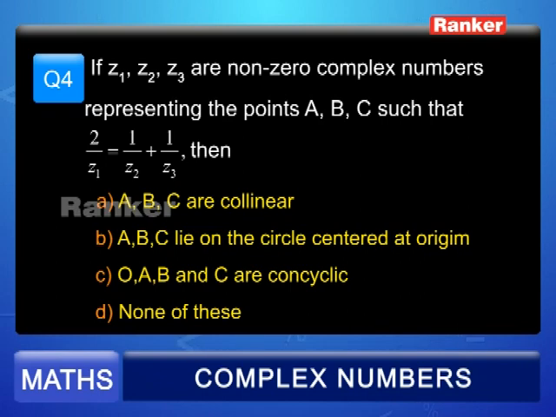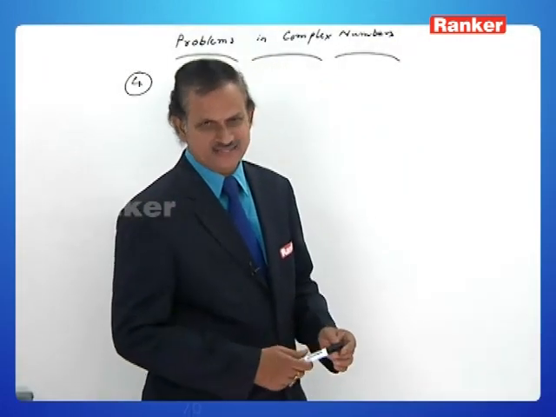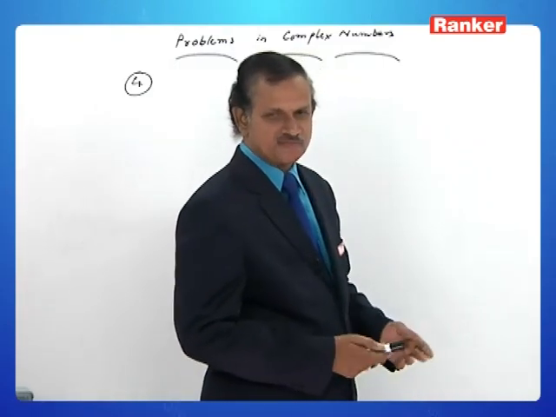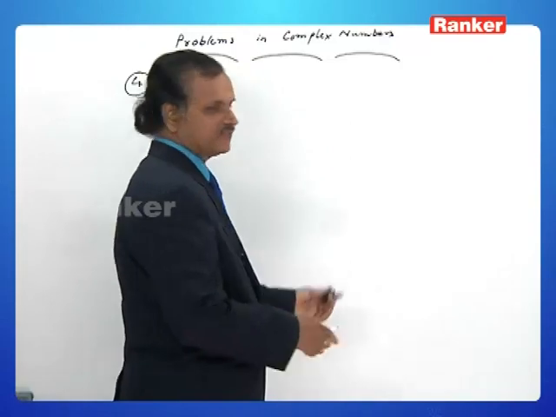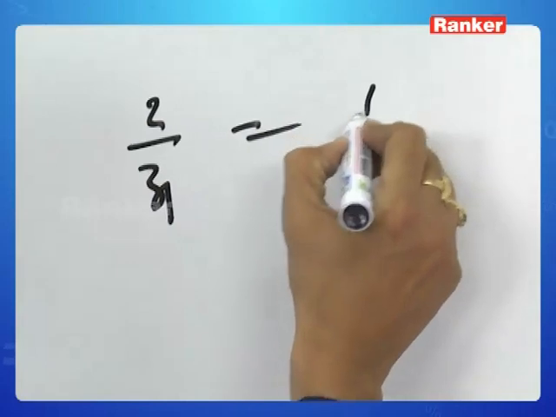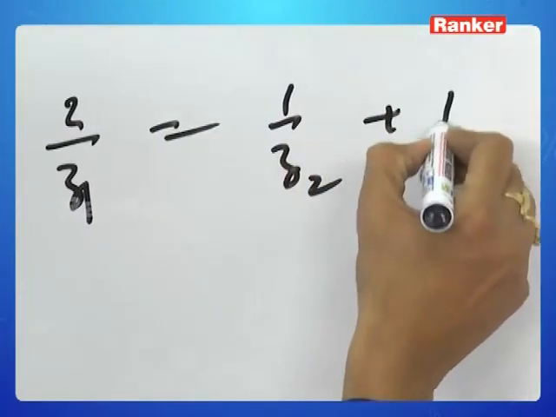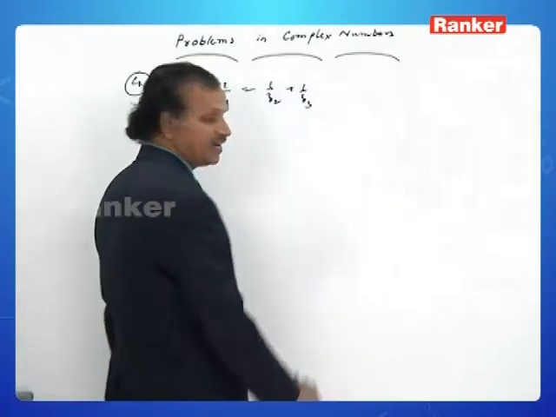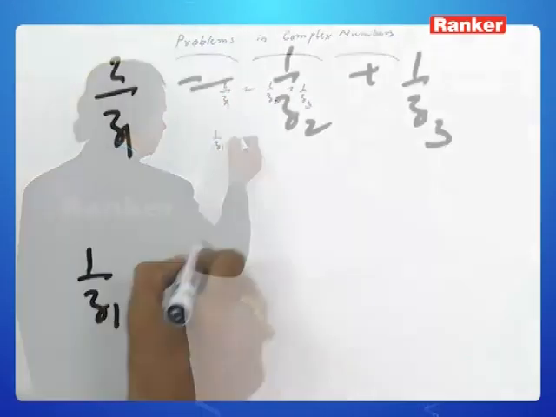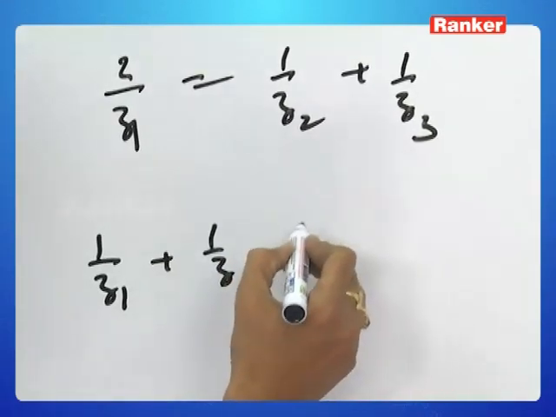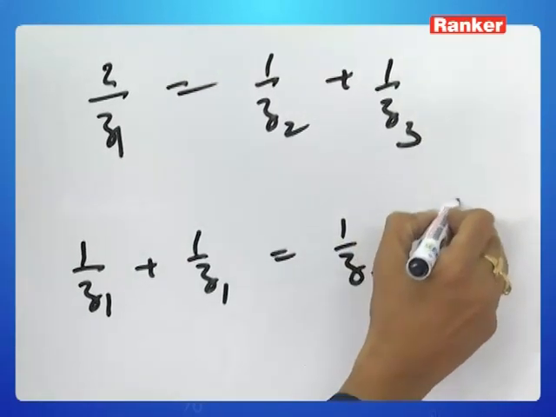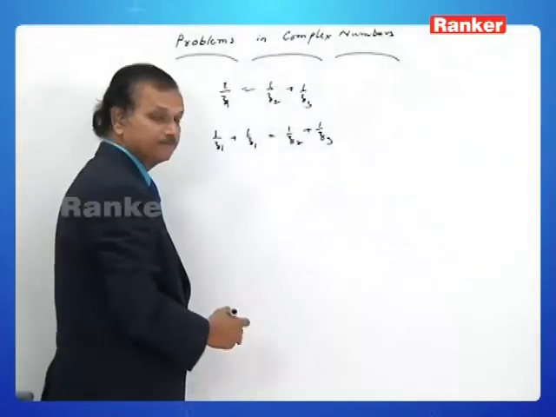Let us have a look over that. Let us observe the position of the points according to the data. Then only you will be able to decide which option is correct. Well, what is given first of all? 2 by Z1 is equal to 1 by Z2 plus 1 by Z3. Right? What is 2 by Z1? 1 by Z1 plus 1 by Z1 is equal to 1 by Z2 plus 1 by Z3.